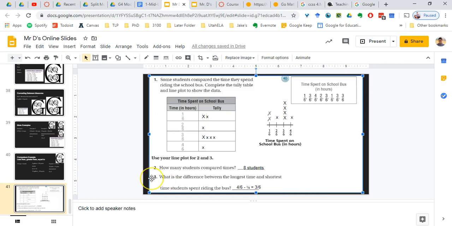And that's how you solve both of those problems. So the main thing with this one is that we'll be thinking about how to make a line plot, but then also how can we answer the questions from the line plot.